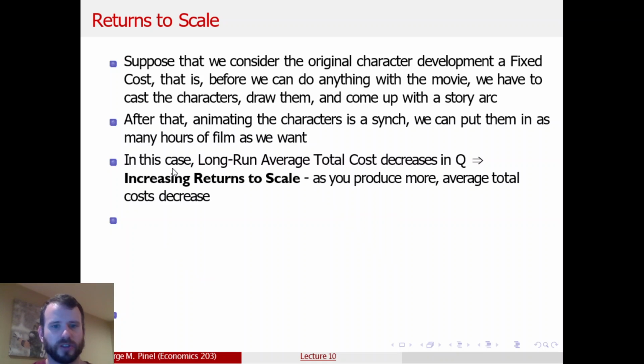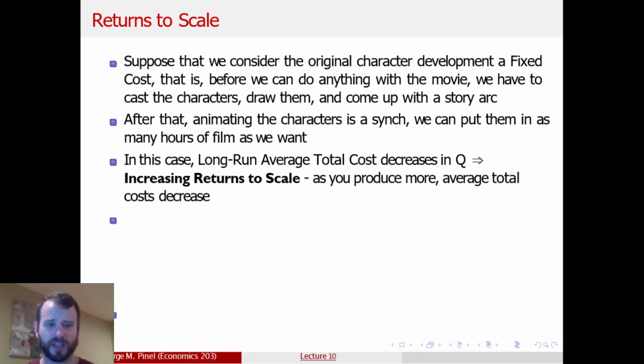So in this case, the long run average total cost will decrease in quantity. Okay. So basically, as you take your average total cost, right? You pay a high fixed cost in the beginning to develop the characters, to draw them out, to come up with a character background. And then every minute of output that you produce with the character thereafter is decreasing your average total cost. Okay. So when the average total cost is decreasing in quantity, we call that increasing returns to scale.